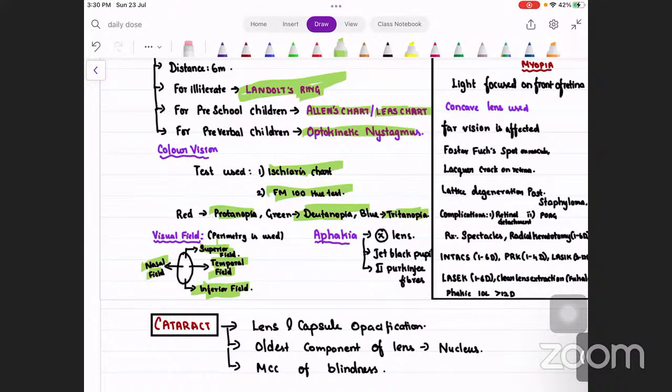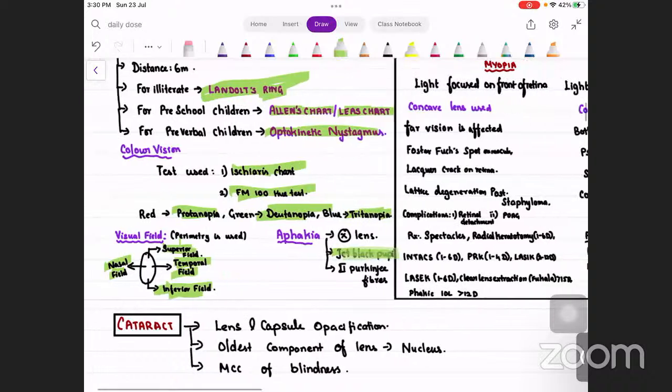Apart from that, absence of lens is aphakia, where you may see a jet black pupil, and type 2 Purkinje fibers are seen. Jet black pupil and type 2 Purkinje fibers are seen in aphakia.